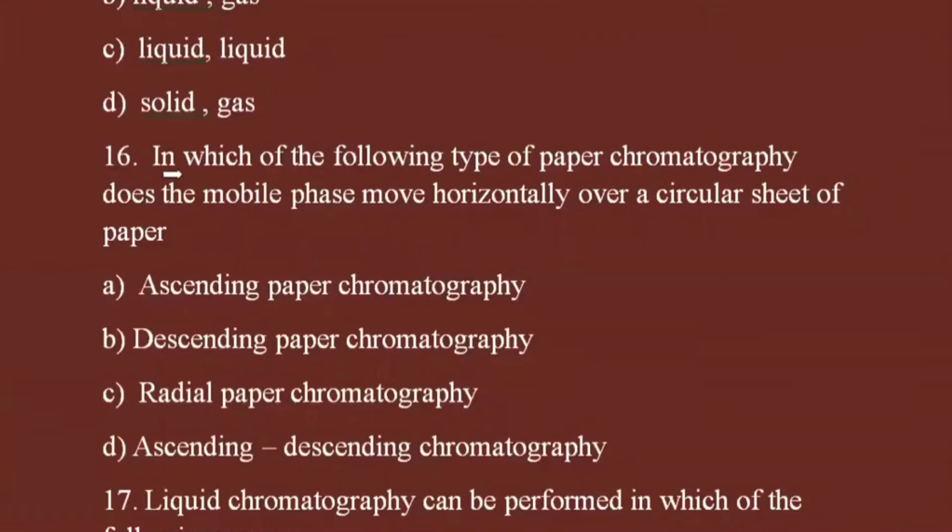Our next MCQ is, in which of the following types of paper chromatography does the mobile phase move horizontally over a circular sheet of paper? Ascending paper chromatography, descending paper chromatography, radial paper chromatography, ascending descending chromatography. C option is correct, that is radial paper chromatography.